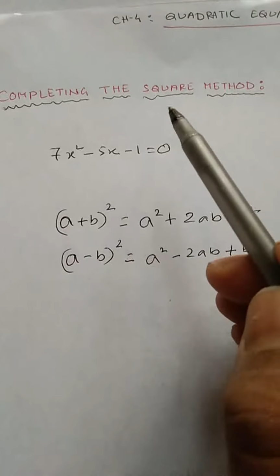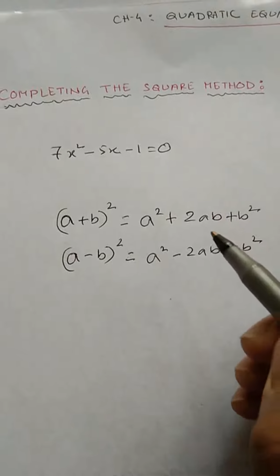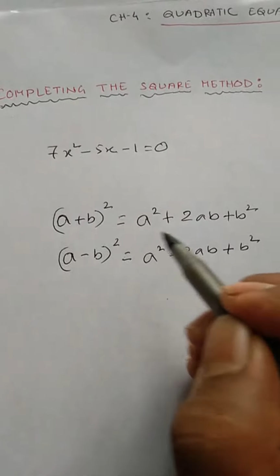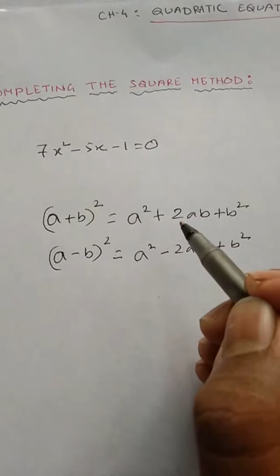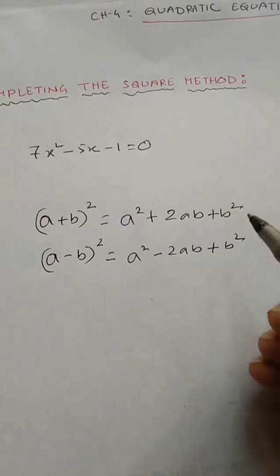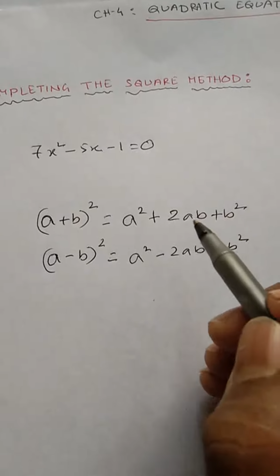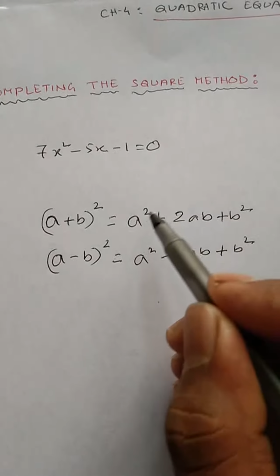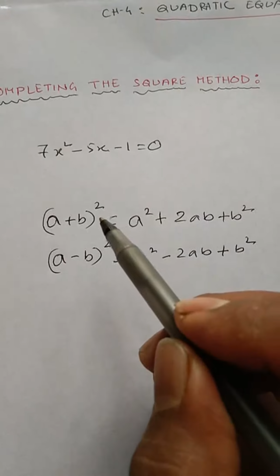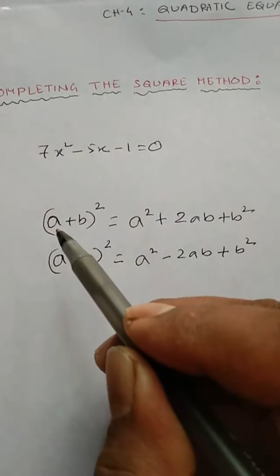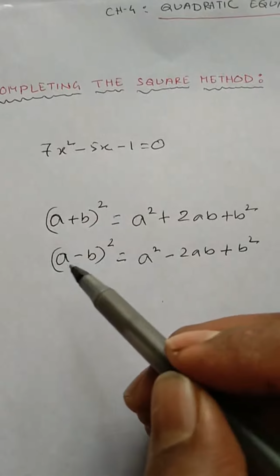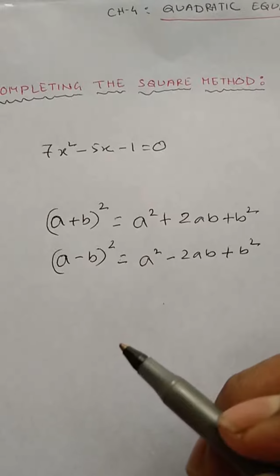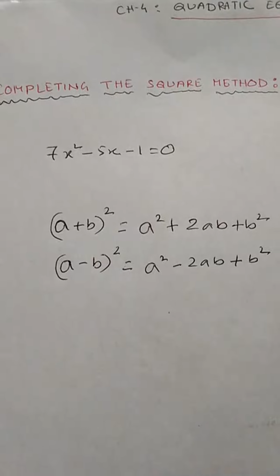Now completing the square means if we have a few parts of this identity, the rest of the part we'll have to complete by adding or subtracting, so that in place of the expression we are able to write either a plus b whole square or a minus b whole square. So let us take one example.